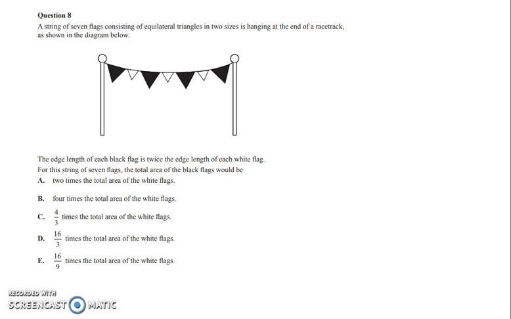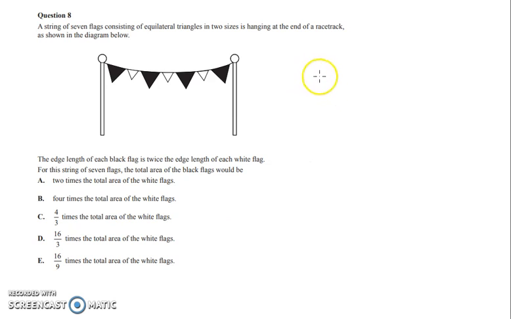The edge length of each black flag is twice the length of the edge of each white flag. For this string of 7 flags, the total area of the black flags would be, and we've got our responses there. So this one, we're actually looking at how much bigger the black flag area is than the white area. With this question, the first thing that comes to mind is we have not been given any actual numerical values for how big these triangles are, except that one length is twice as big as the other.